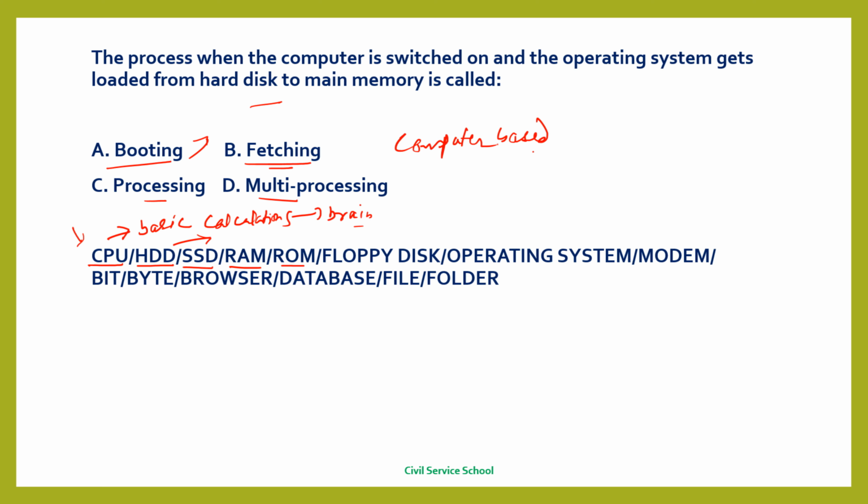Hard disk drive: all of you know that whenever you get some movies or similar items, you just copy and paste them into the hard disk drive. So just remember from that point of view. SSD is the same as HDD, but SSD is a very modern concept. It is like HDD, but a computer with SSD is way faster than with HDD. SSD is a faster version.